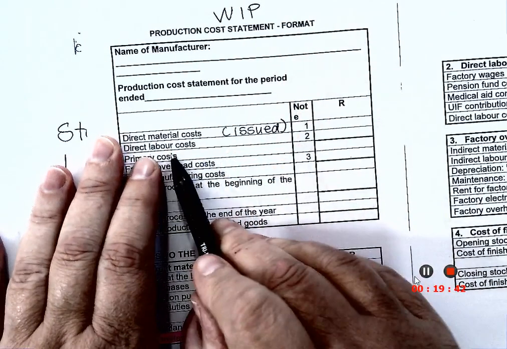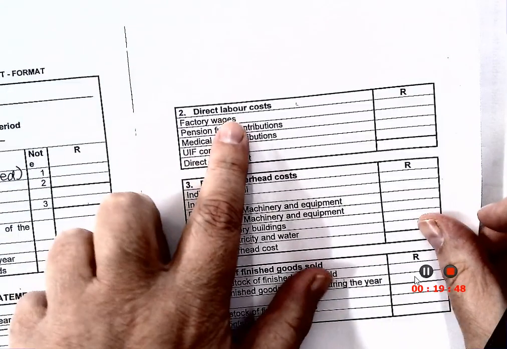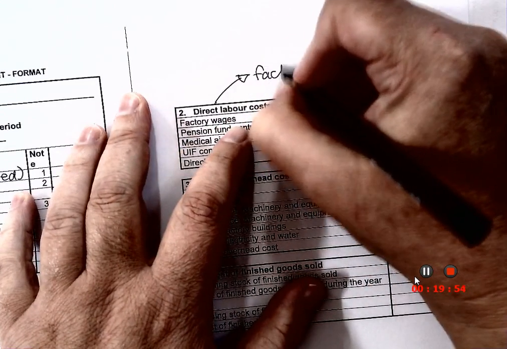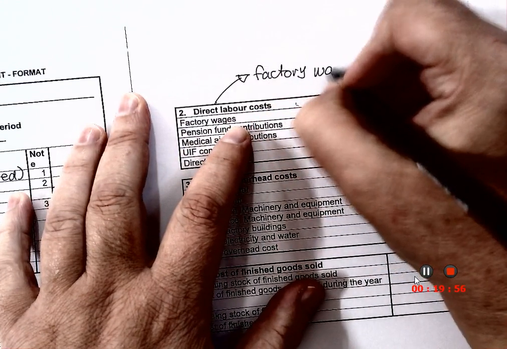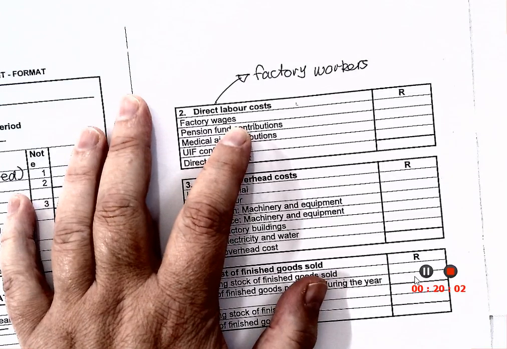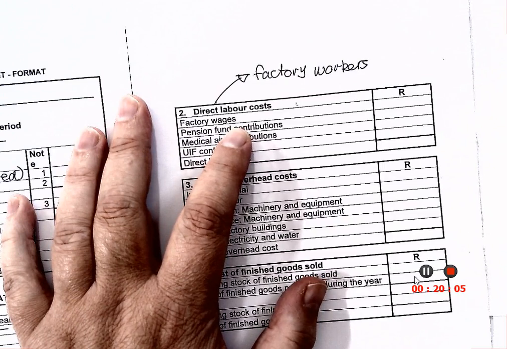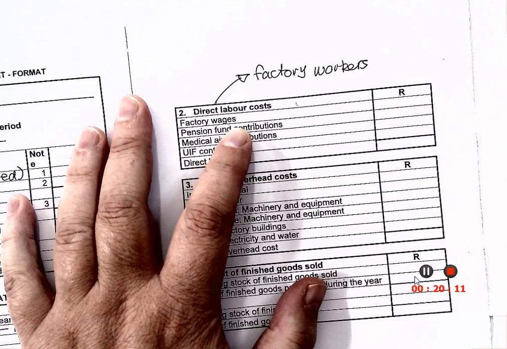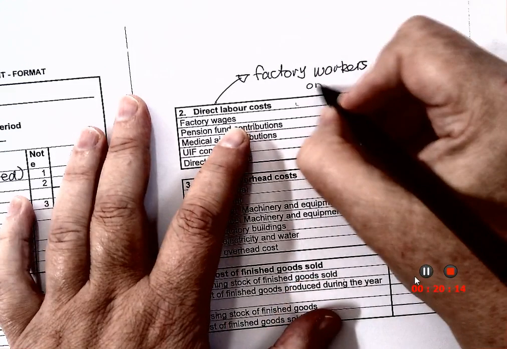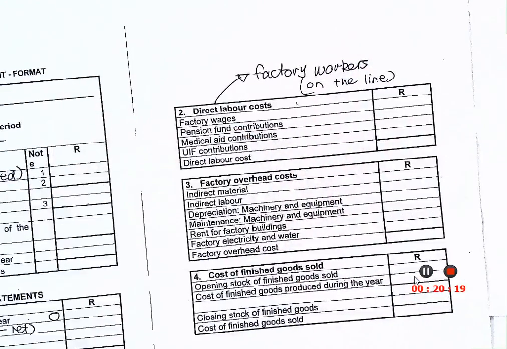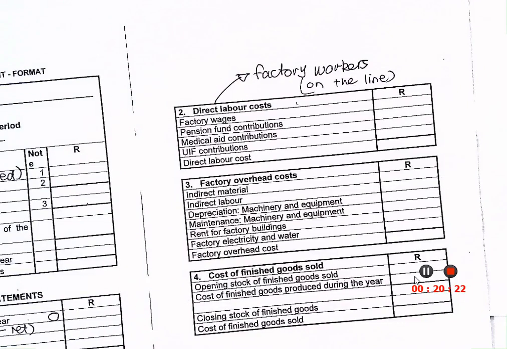It's your direct labor cost. Now, let me quickly talk about direct labor cost. Direct labor cost is the factory worker. Now, please, don't see the factory foreman as a factory worker. Yes, he works inside the factory. But when we talk about factory workers, we are specifically referring to the people on the line. You get what I'm saying if I say on the line? Yes, ma'am. It's the people who are busy in the production process. They're busy making the product.